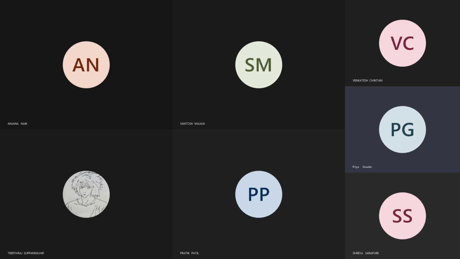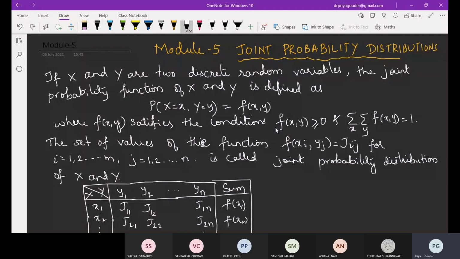This module has got two parts. One is joint probability distributions. Another part is sampling. Sampling is actually the major part. So from joint probability, you can expect like 2 questions out of 6 from module 5. Okay. Now let us define what is this joint probability.